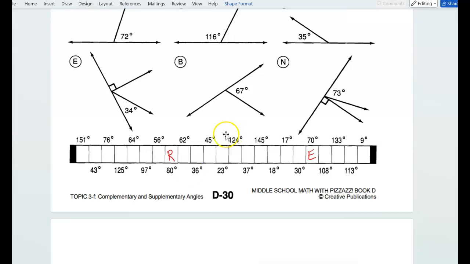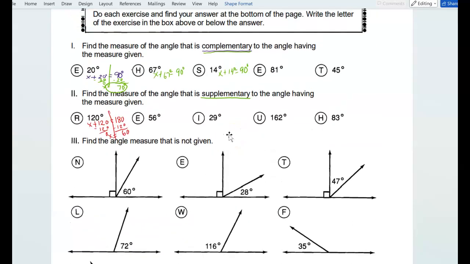Okay, shall I keep going? Sure. Okay, supplementary. We're going to set them equal to 180 degrees, each of these measures. And we're adding angles. Always add angles. X plus 56 degrees equals, we're setting it equal to 180. Supplementary angles are equal to 180.